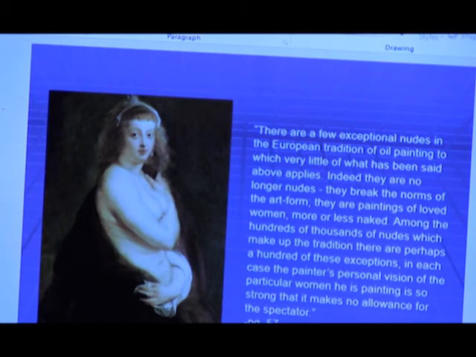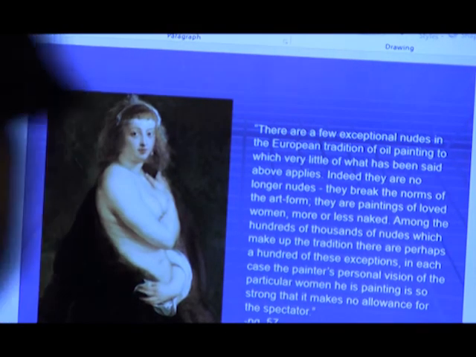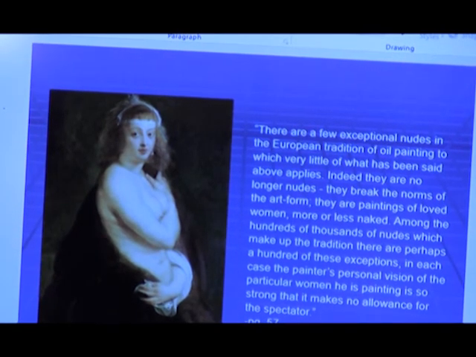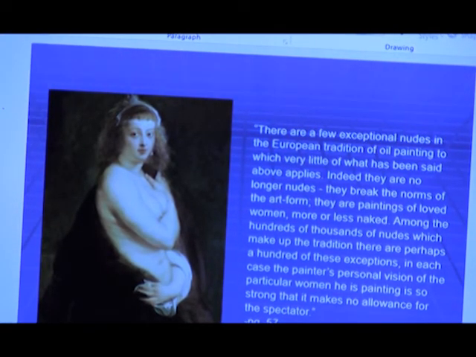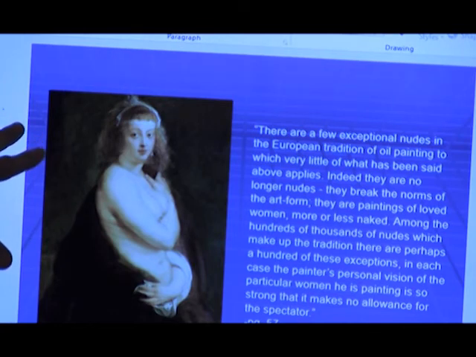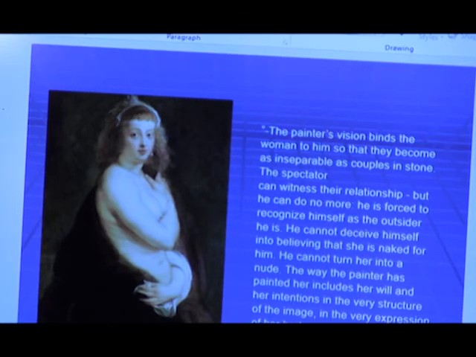Berger will make the case that she's more of a person. There's more personhood in Rubens' depiction of her. And not only is there personhood, but it seems to exclude other men being able to take this up as if she were theirs, right? Or so Berger wants to make the case for this. It doesn't make an allowance for a spectator.